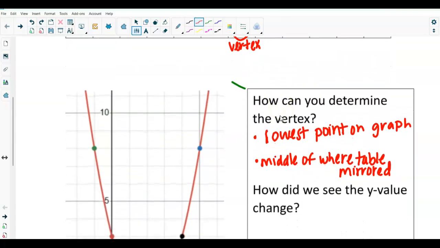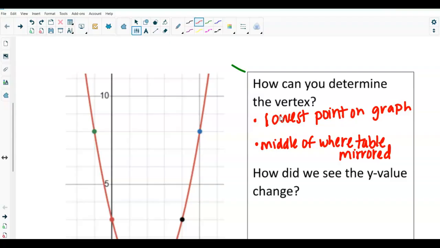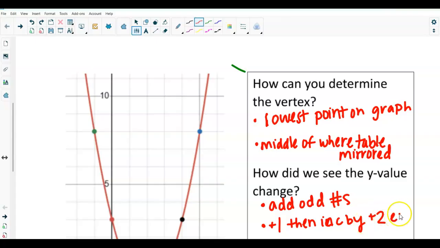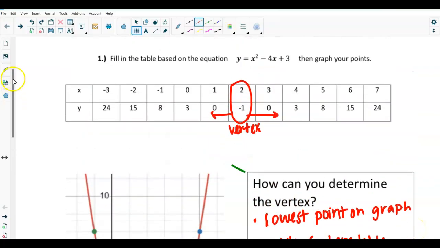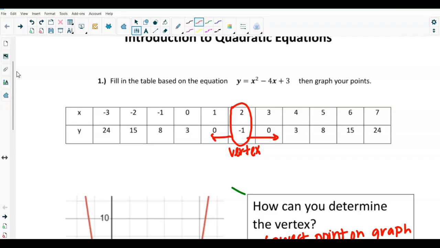You then were asked how you can see the y value change. And some of you were really clever with your answer. Some of you said you add odd numbers, which is what happened, or you added 1, then increased by +2 each time. And so that's what we saw here. We went from the vertex, we went +1 in both directions.